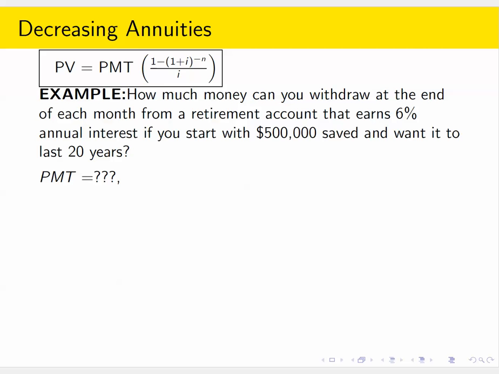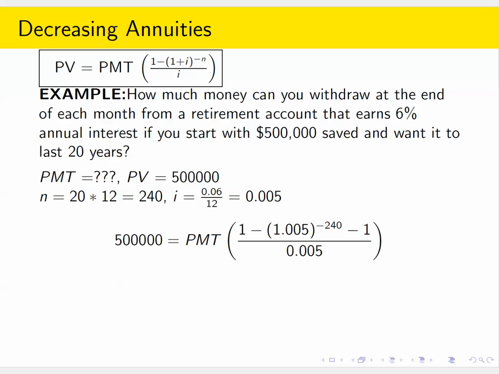Well, we don't know what the monthly payment is out of this account. That's what we're trying to find out. We do know the present value is $500,000. We know that 20 years of payments, 12 payments a year, will be 240 payments. And we have a periodic interest rate, 6% divided by 12.